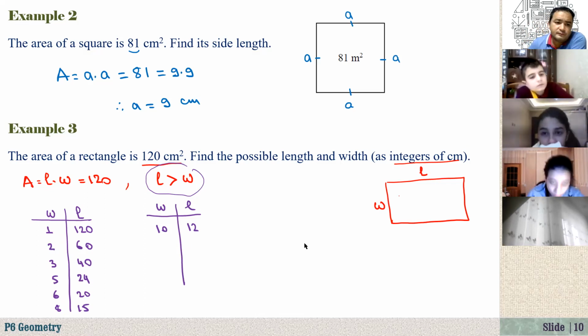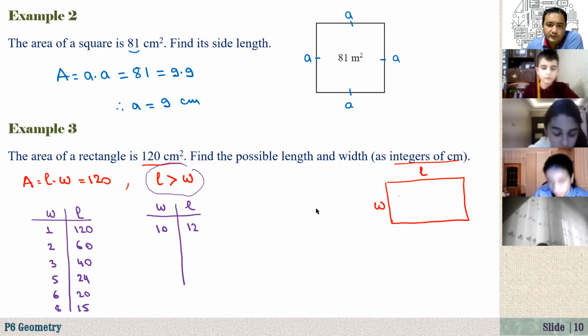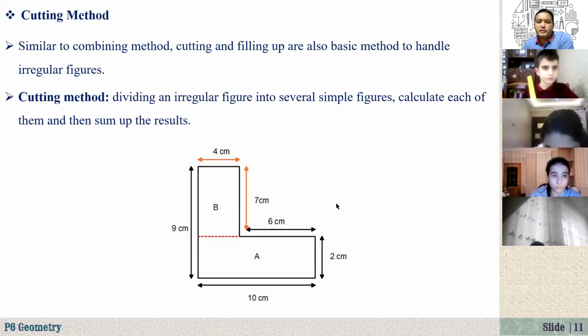Okay, good. Are you ready? Now the next question is for you. All right, you have 2 minutes. Okay, what is the area of this rectangle? Find it.